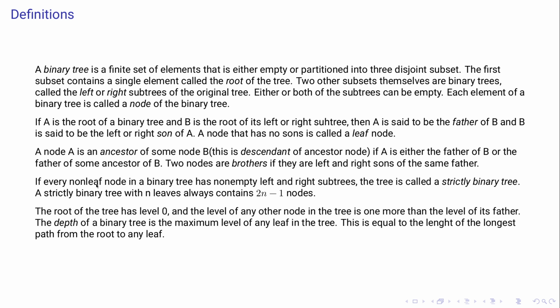If every non-leaf node in a binary tree has non-empty left and right subtrees, the tree is called a strictly binary tree. A strictly binary tree with n leaves always contains 2n minus 1 nodes. The root of the tree has level 0. The level of any other node in the tree is one more than the level of its father. The depth of a binary tree is the maximum level of any leaf in the tree. This is equal to the length of the longest path from the root to any leaf.